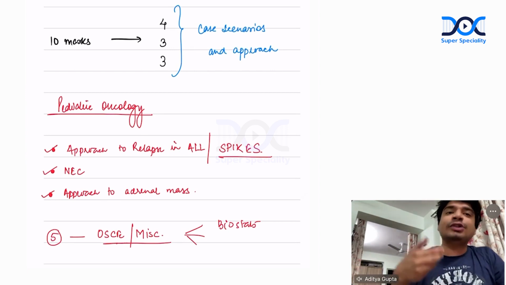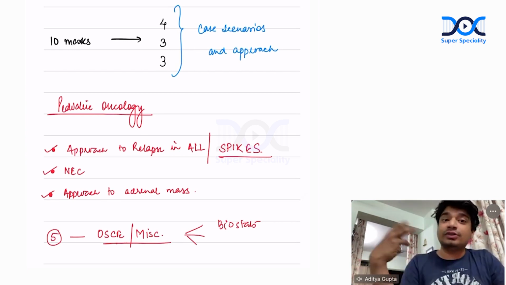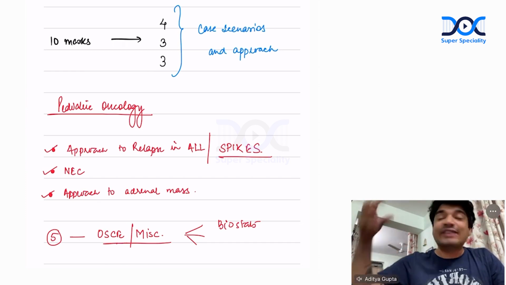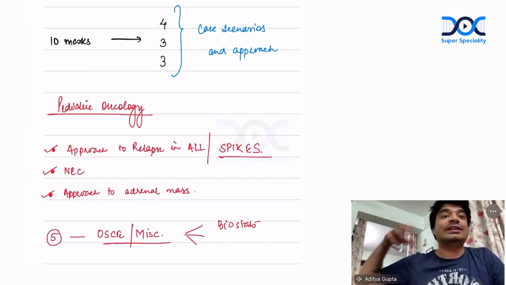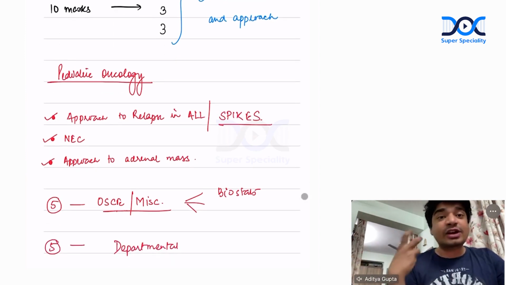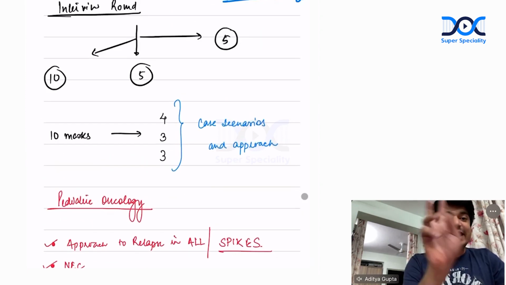In adrenal mass, I was asked questions about neuroblastoma. I was asked about the trials in neuroblastoma. In relapse ALL, I was asked about the survival of different types of relapses, whether it is extramedullary or medullary and so on and so forth. In NEC, I was asked a recent question, like newer biomarkers as far as NEC is concerned. So this is the 10 marks.